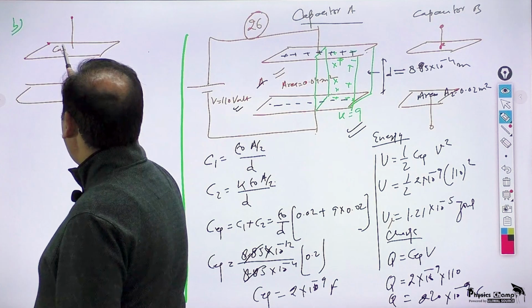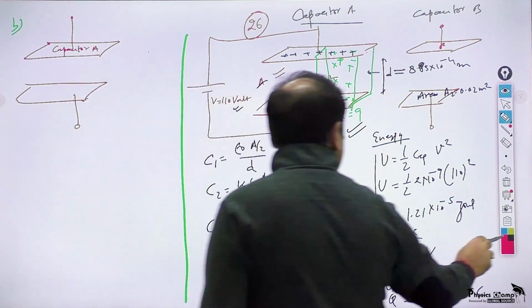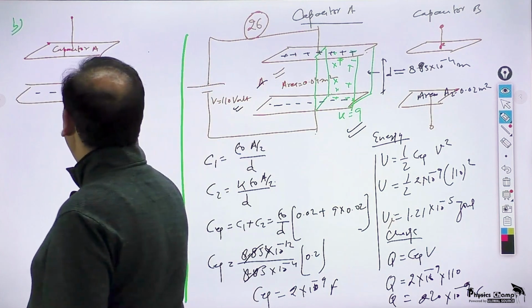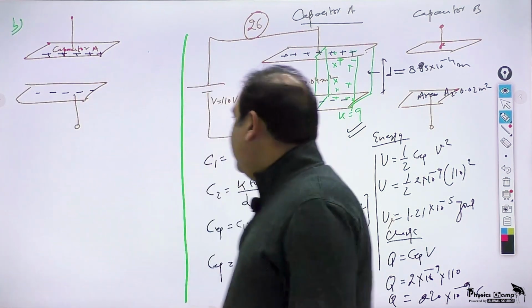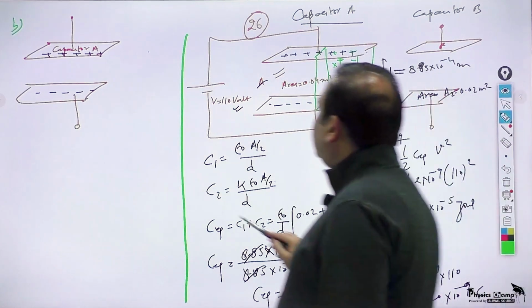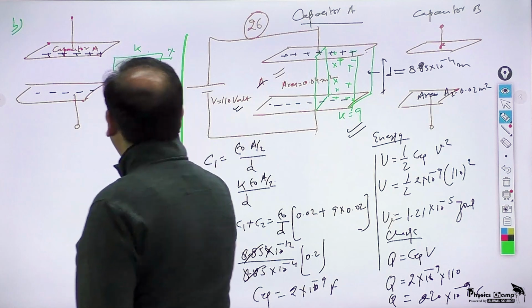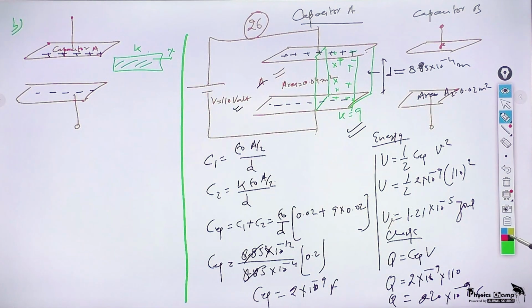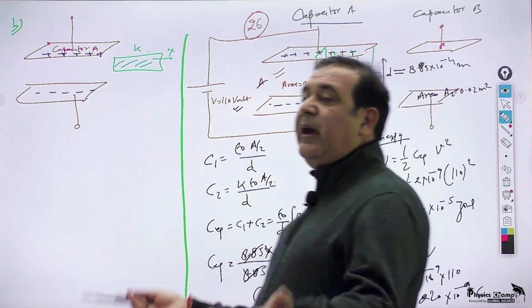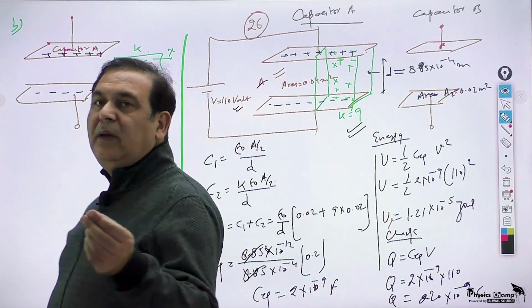This is capacitor A, which is already charged. But to this capacitor A, first the battery is detached and then this dielectric is removed from it. Now, what work is done in removing this dielectric? So first thing I would like to know is what will be the new charge.